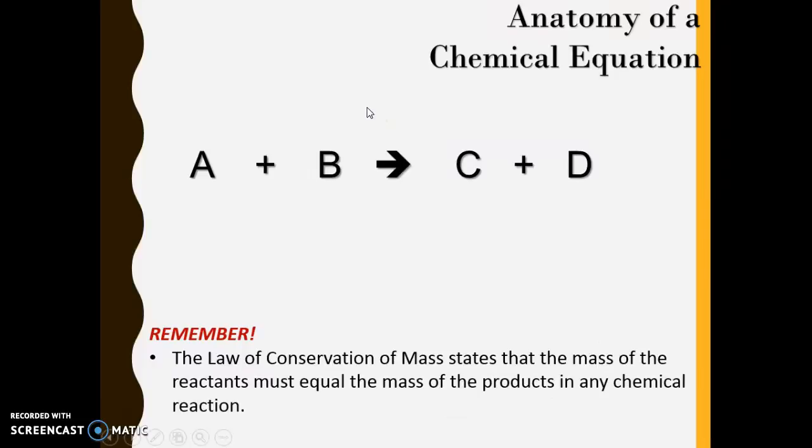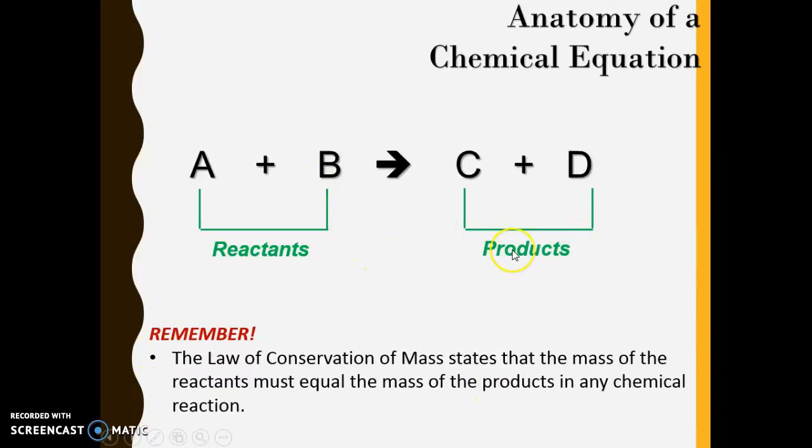This is the basic anatomy of a chemical equation. You have your reactants over here on the left-hand side. That's what you're putting into the chemical equation. And you have your products over here on the right-hand side. Those are what you're getting out of your chemical reaction. If you think of cooking, your reactants would be like your ingredients and your products would be like whatever you're cooking at the end. Maybe it's brownies, maybe it's chicken fajitas, whatever you're getting at the end, that's your products.